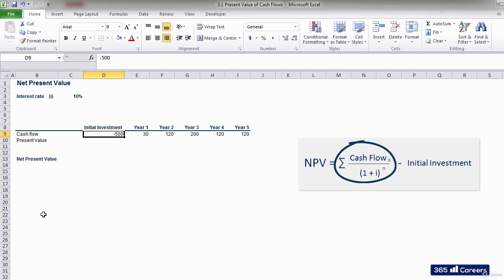In order to do that, above each of them, I will type the period in which they will be generated. The initial investment of $500 is today. We will mark the current time as 0 because it is 0 years from now. The next cash flow of 30 is after 1 year. That's why I'll type a 1. Then we have 2 above the next cash flow, given that it is in 2 years, and so on.